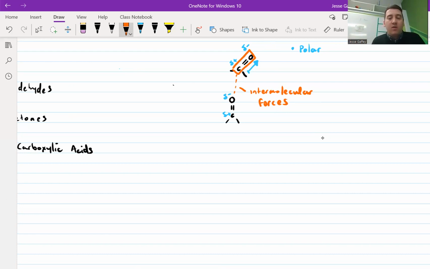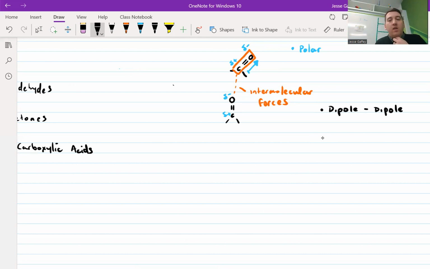So intermolecular forces in all of these molecules, carboxylic acids, aldehydes, and ketones, the intermolecular forces are all between the carbonyl groups, and the type of intermolecular force they're going to be is what we call dipole-dipole. That's because we have two dipoles here, partial charges attracting each other. So this is a dipole-dipole intermolecular force.